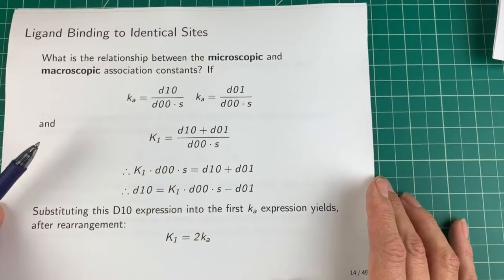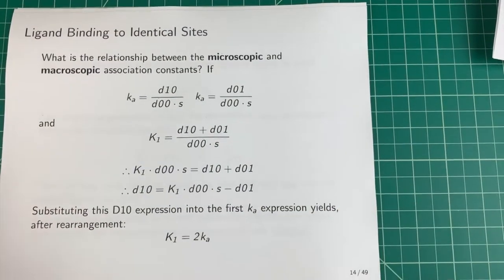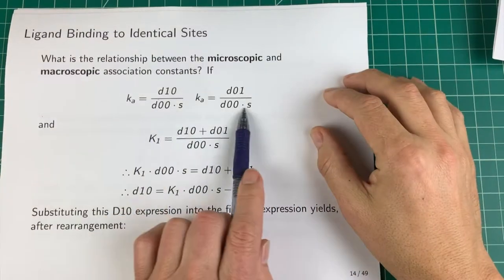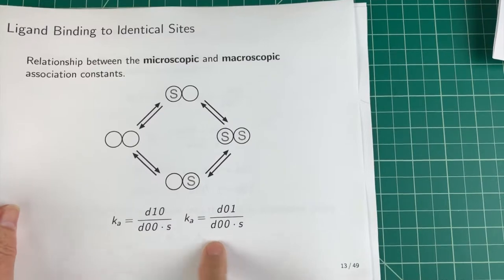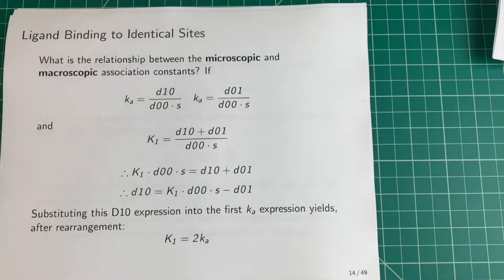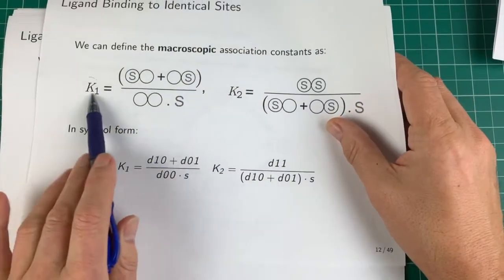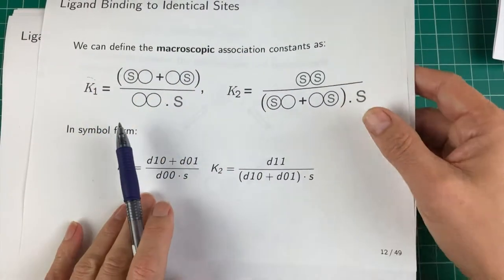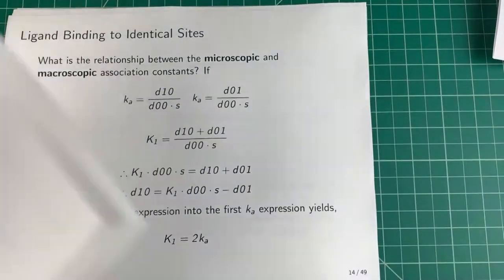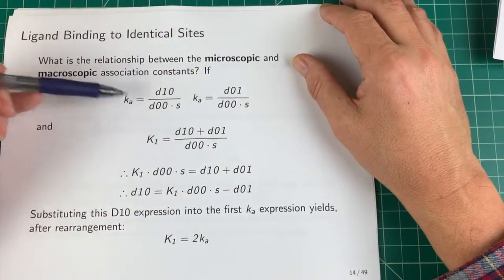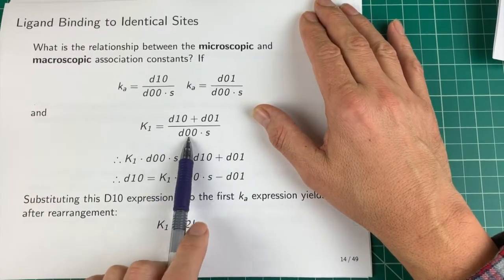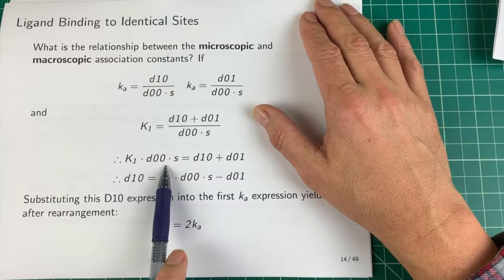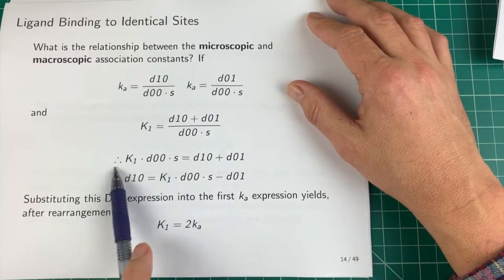So let's investigate the relationship between the microscopic and the macroscopic association constants. I just wrote these two out on the previous page. These are the microscopic association constants, and this big K1 is this macro association constant here. I want to know the relationship between these two. So first, I'll take the denominator up to the left-hand side, and I end up with this.